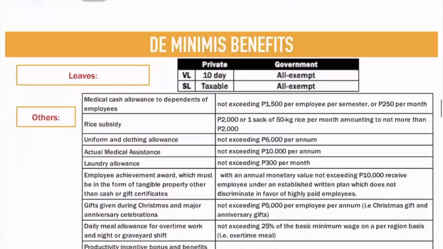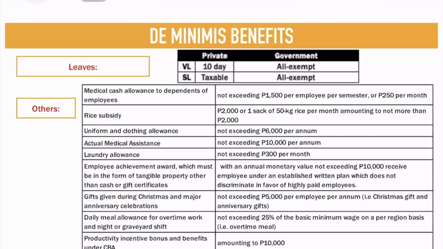Now let's look into your de minimis benefits. First, for leaves, you need to determine whether the leave is given by a private entity or the government. For a private entity, vacation leave is exempt up to 10 days only, and sick leave is taxable. While for government, there is no limit, so it is considered exempt, whether vacation leave or sick leave.